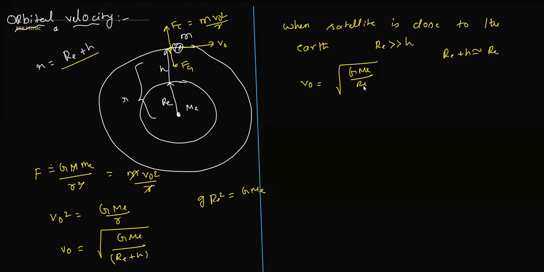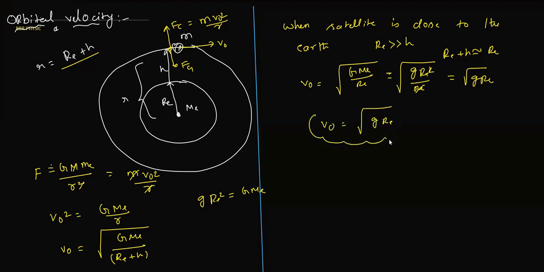So in place of G ME I'm going to substitute this value. That equals under root of g RE square divided by RE. One RE will get cancelled. That equals under root g RE. Therefore v0 equals under root g RE. For boards, up to here we need to write everything for sure. They'll ask 3 marks or 5 marks questions, it depends on the board. For CBSE they'll ask you 3 marks, and for the PU board they can ask you for 5 marks.